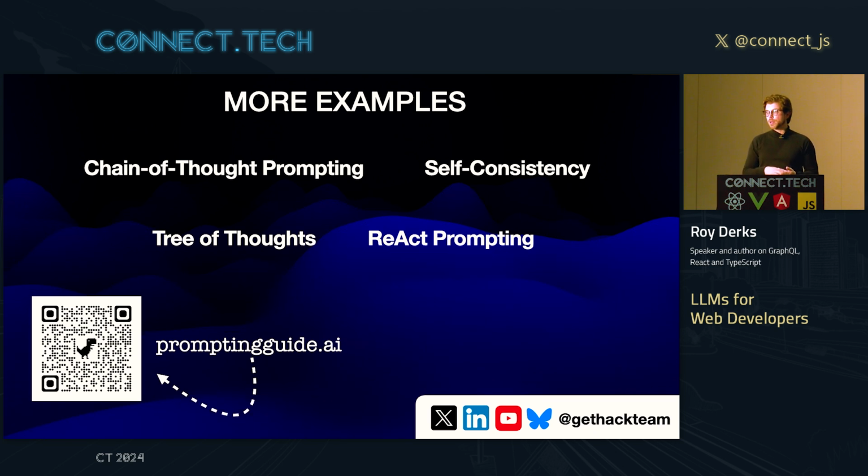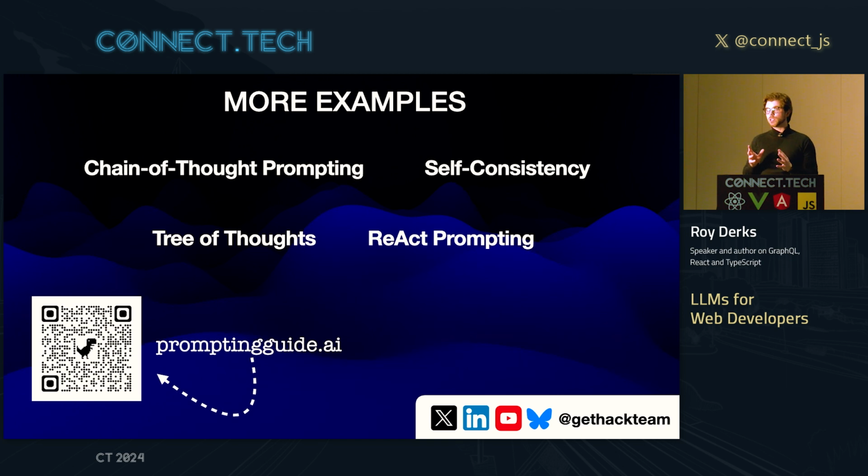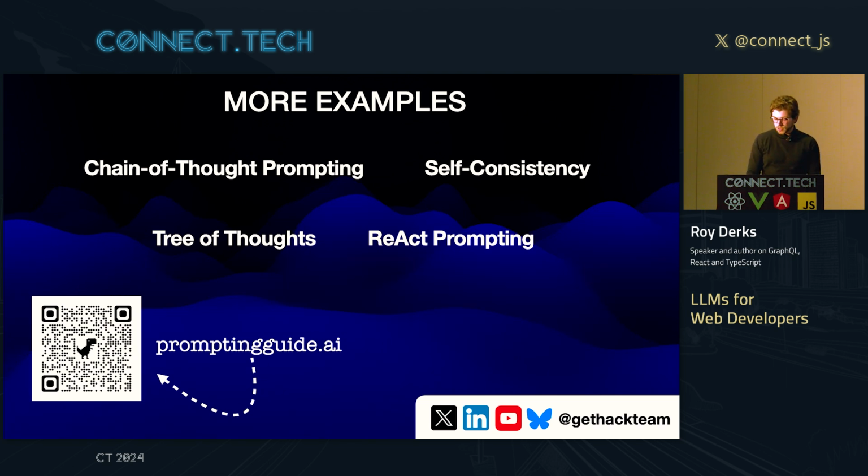Self-consistency and ReAct prompting are important when you start to build agents. A lot of agents you see today are doing ReAct prompting. I have a few slides on agents later on, but ReAct prompting is what agents are using. It basically means it's not going to act once, but it's going to act multiple times in order to provide you with an answer. This prompting guide is really nice. They keep adding new examples.